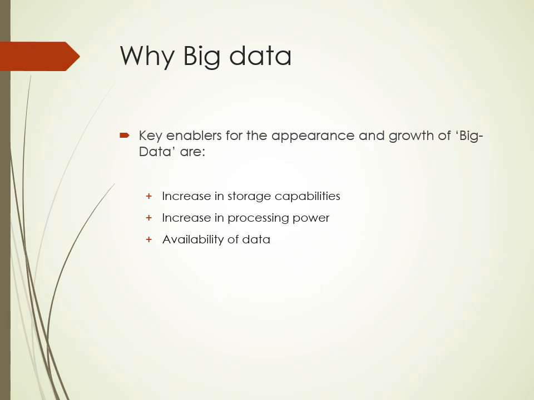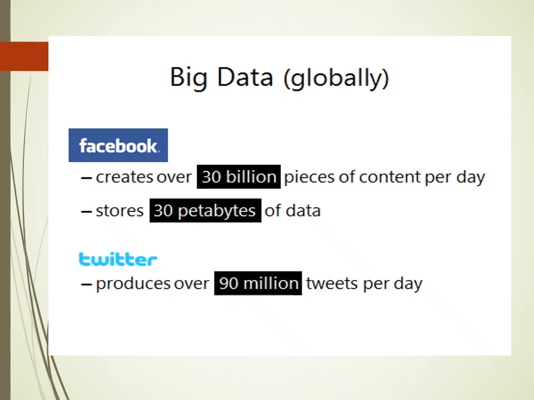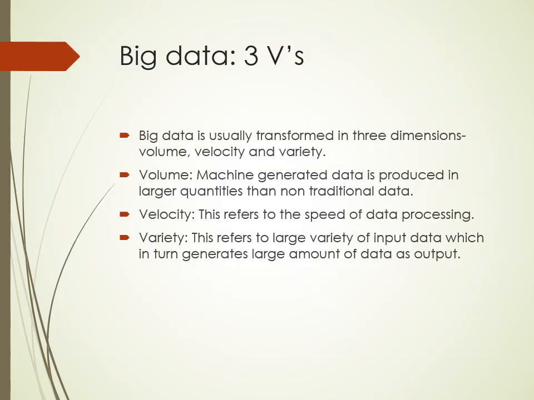Why do we go for big data? The key enablers for the appearance and the growth of big data are increases in storage capabilities, increases in processing power, and availability of data. Big data globally: it is mostly used in social media like Facebook and Twitter. Facebook creates over 30 billion pieces of content per day and stores 3 petabytes of data. Twitter produces over 90 million tweets per day.